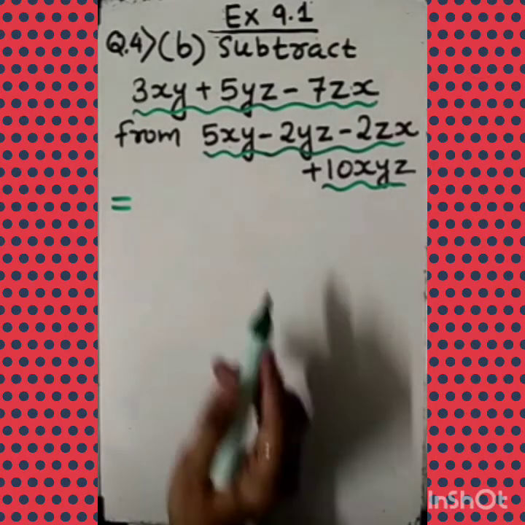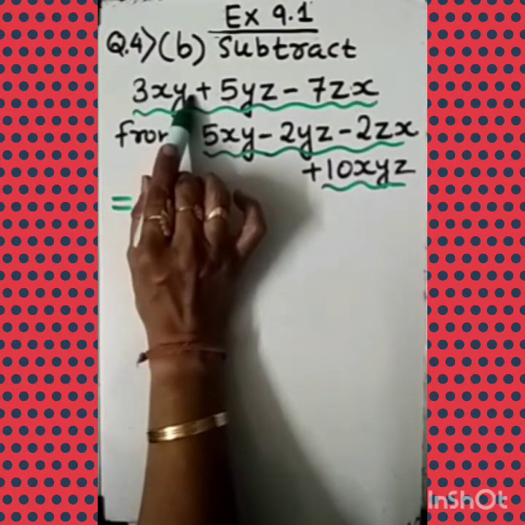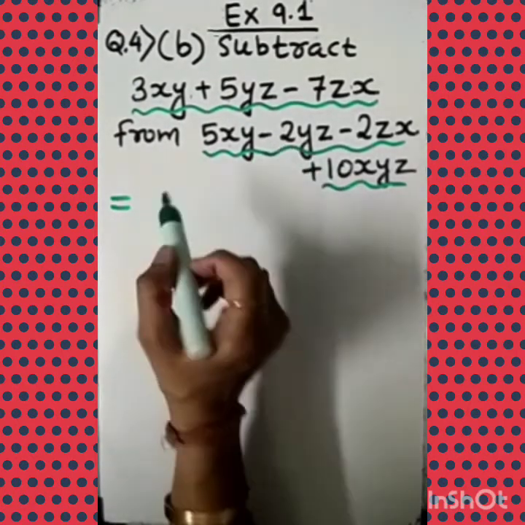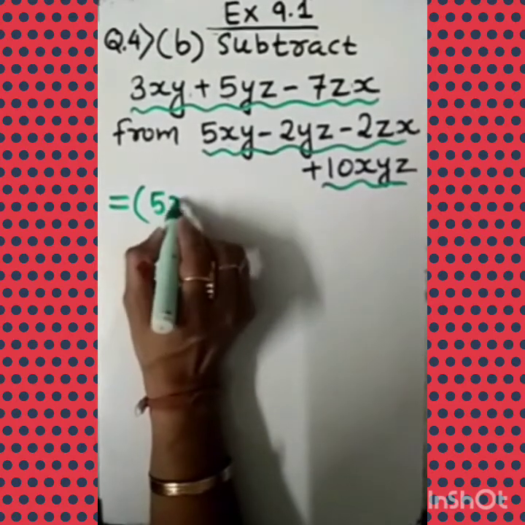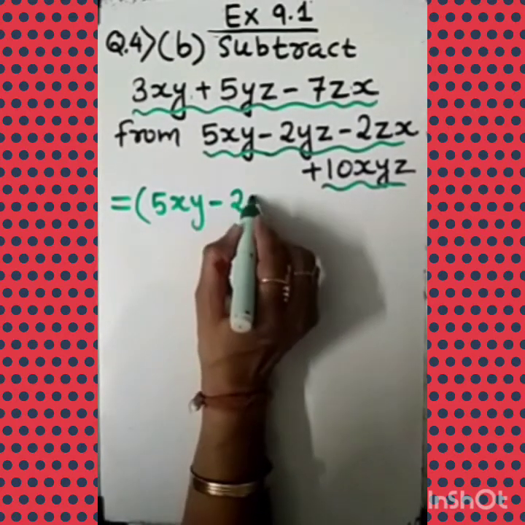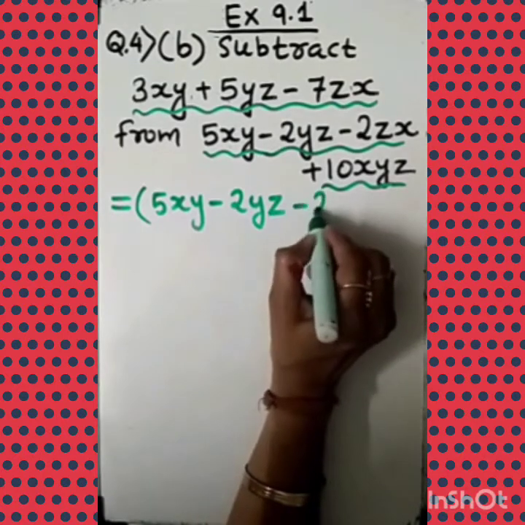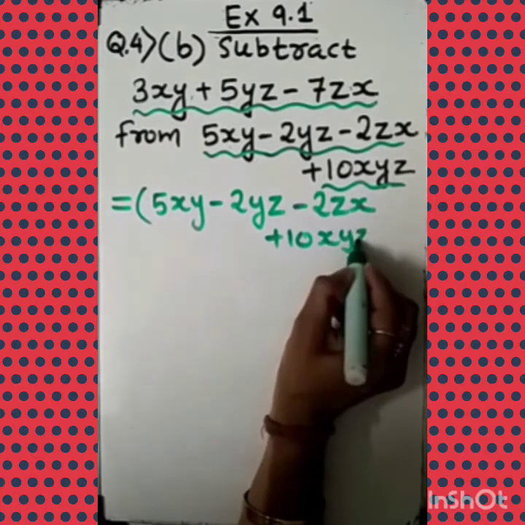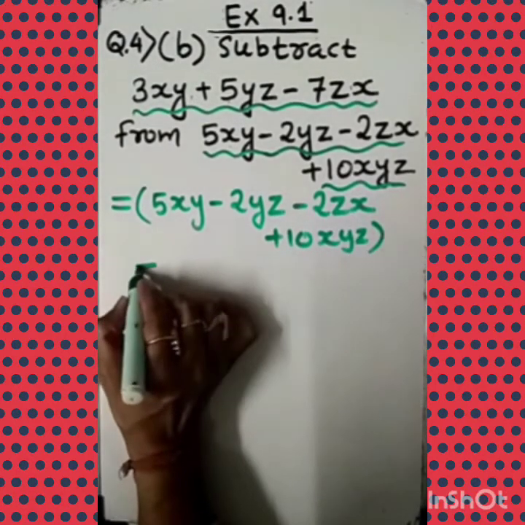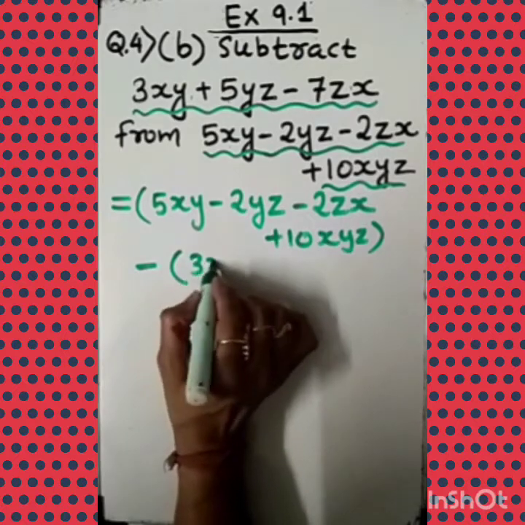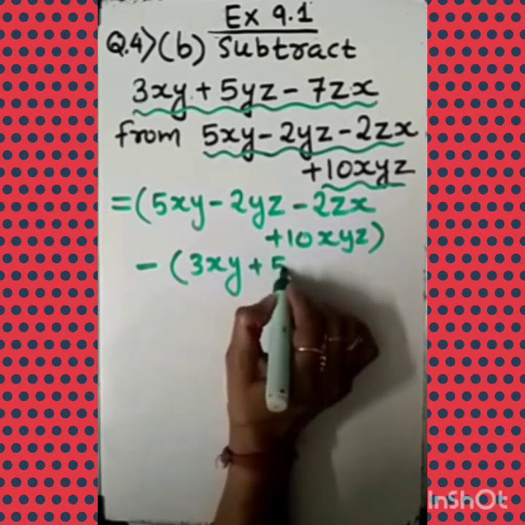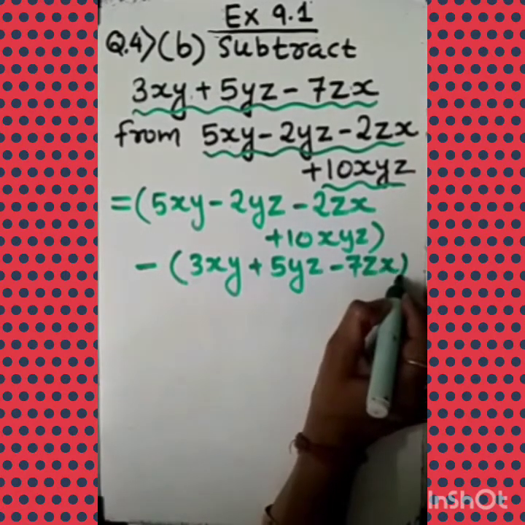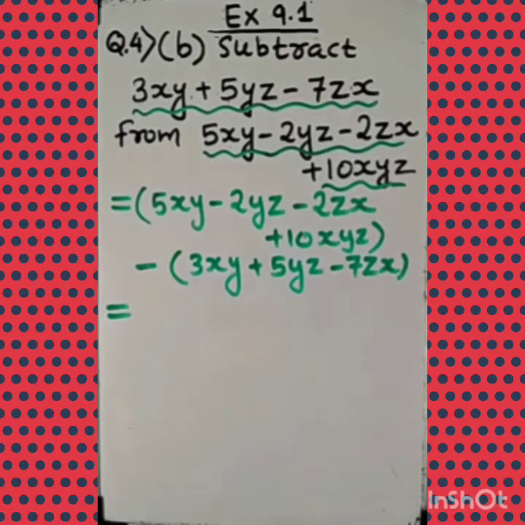Now we want to subtract the first from the second, which means we need to write the second first. So we mention in a bracket first 5xy minus 2yz minus 2zx plus 10xyz, and between them a minus sign should be there. And here 3xy plus 5yz minus 7zx, equal to. Now let's go with that.